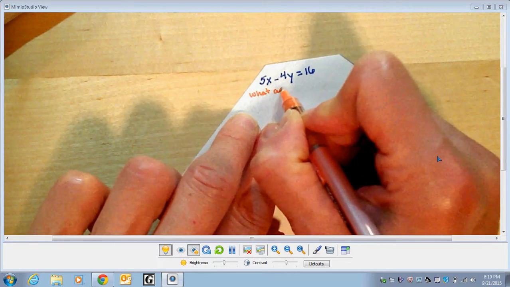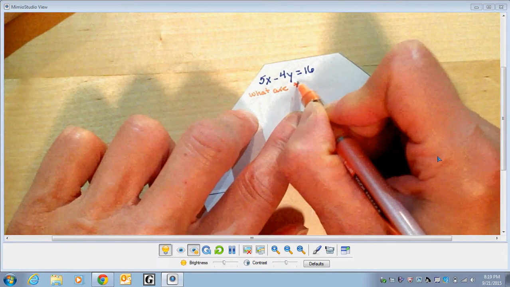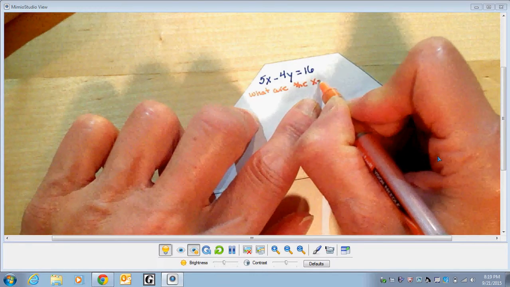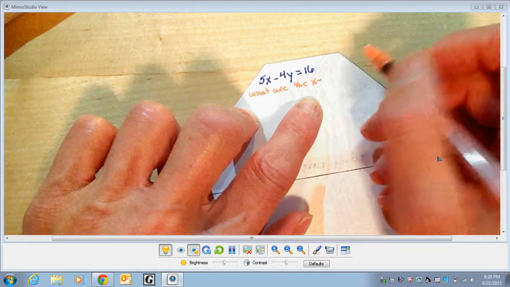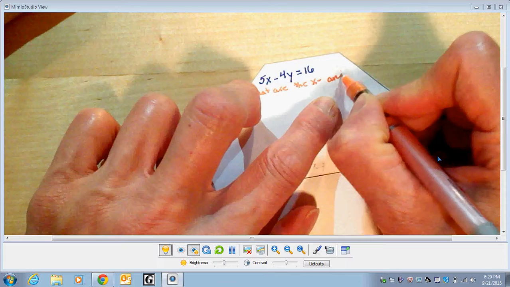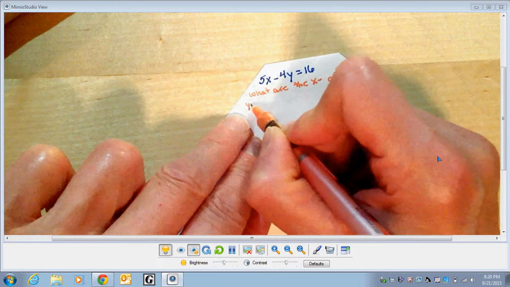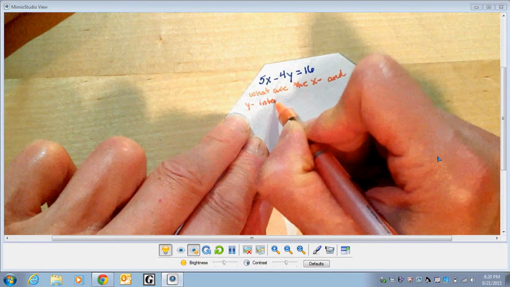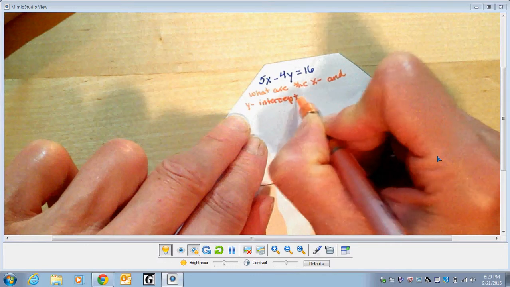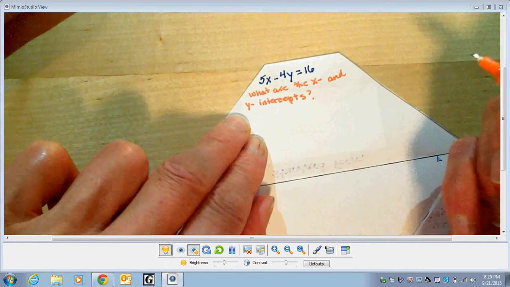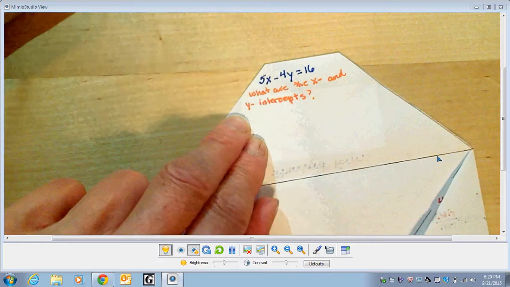What are the x and y intercepts? Okay, so let's just talk about what that means for a minute.